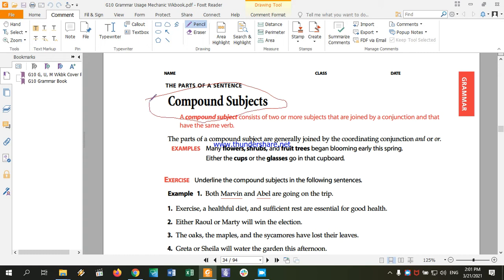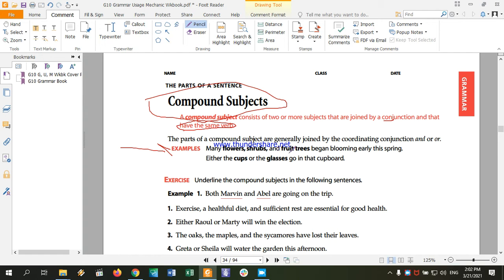A compound subject is a subject that consists of two or more subjects that are joined by a conjunction and that have the same verb. So both the subjects have the same verb. It's more than one subject, two or more subjects, and they have the same verb. Let's take a look at examples.